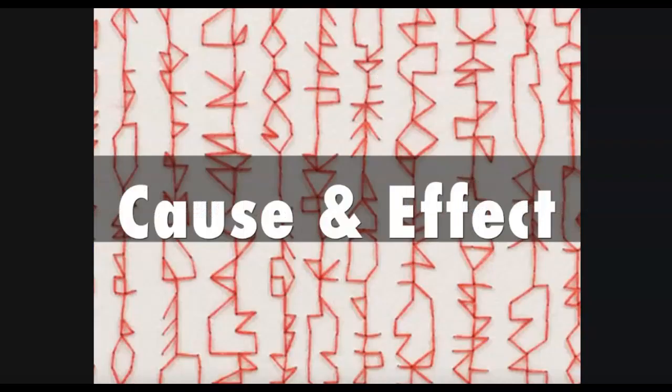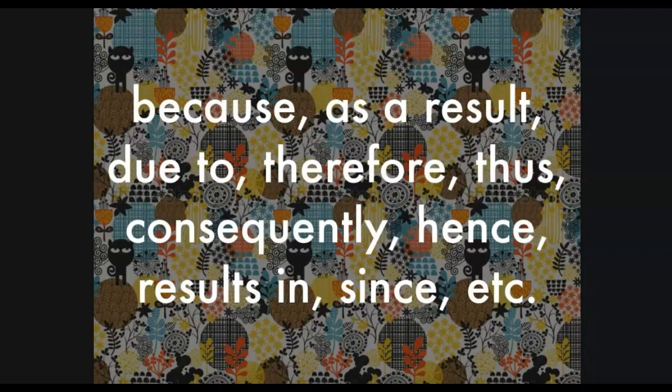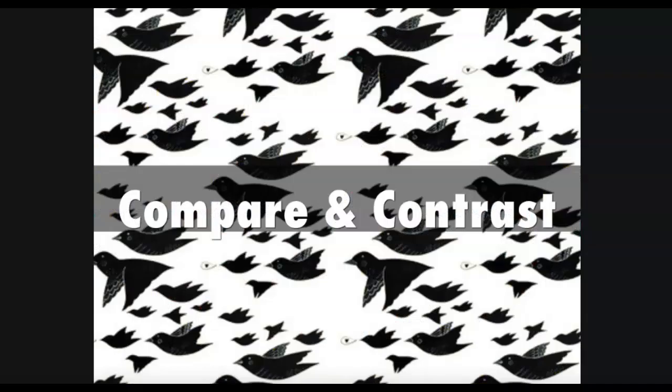Cause and effect indicates that there's a direct relationship between one event and another event. So this could be because, as a result, due to, therefore, thus, consequently, hence, results in, and since. Be careful with this one because sometimes cause and effect can be misleading. Someone might indicate that there is a certain cause that leads to a specific effect, but make sure that you evaluate their evidence for that relationship.